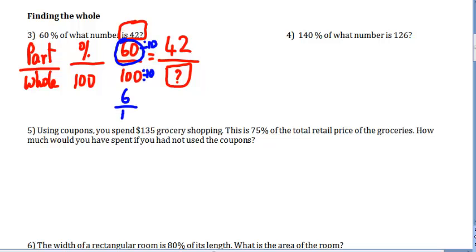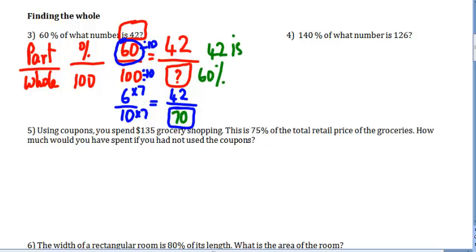Now I end up with 6/10. I hope you followed that piece of it. Now make it equivalent to 42 over whatever this answer is. So 6 times 7 is 42, times 7. The answer is 70. So 42 is 60% of 70, and that's how you give the final answer.